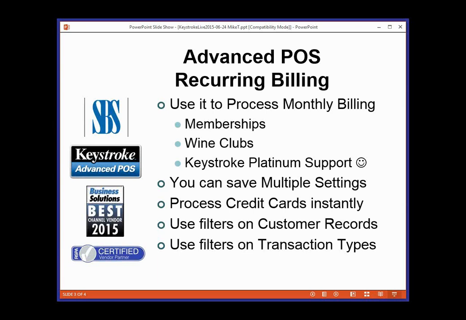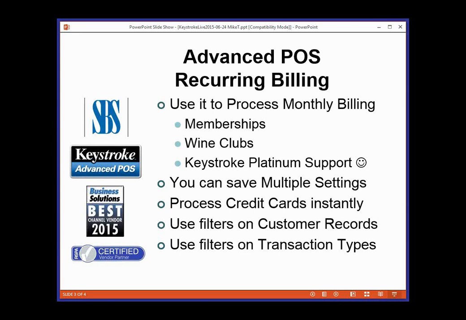Recurring billing. We'll go into Keystroke shortly, but I'll first go over this page. You can save multiple types of settings. So in the example for a wine club, we have an end user that uses it to do a Chardonnay club every month and then a white wine club every month. They also have people that are in state that are taxed, so they have a different group for those people. There's people that are out of state that are not taxed.